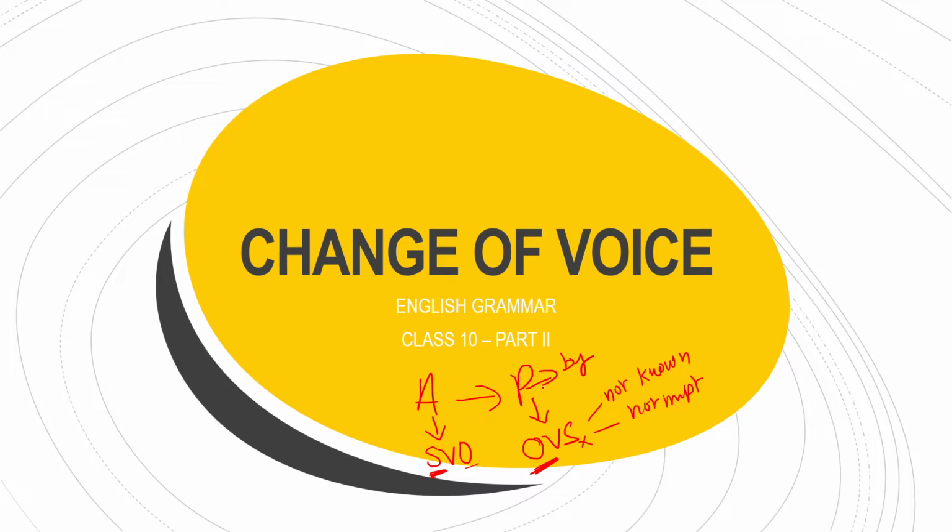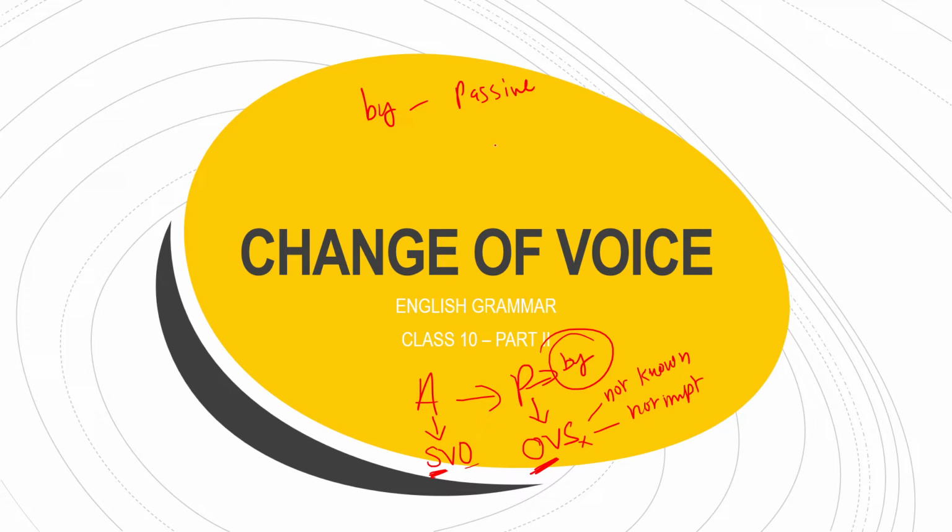Now, before we start the change from active to passive, it is very important that you know how to identify an active sentence and a passive sentence, because in the exam nobody is going to tell you, okay, this is an active sentence, you have to change it into passive, or vice versa. The first part is identifying what voice the sentence is in, and then you change it into the other one. So how do you identify? The giveaway for passive is by. So if you see by, it is straight away in the passive voice.